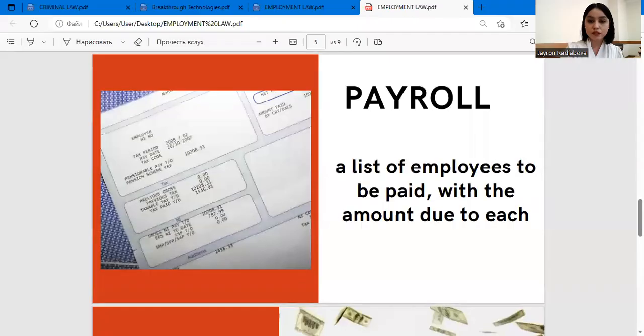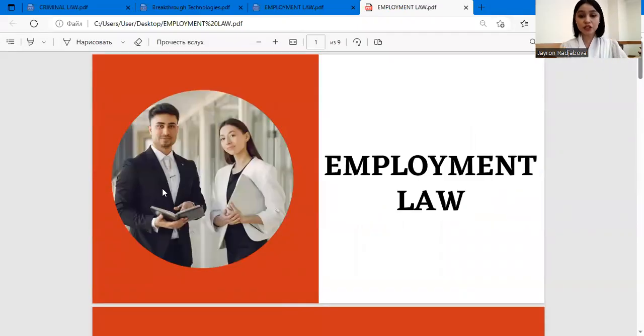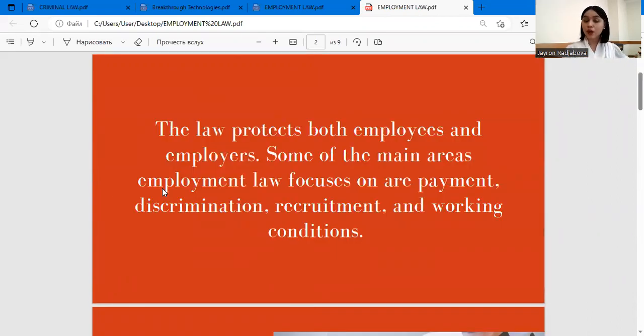Give me a second to share my screen. Here it is. So it's better to start from scratch. As you can see in this picture, there is a man and a woman in a certain uniform, in white and black, working in an office, perhaps. So it's called employment law. What does it work for?